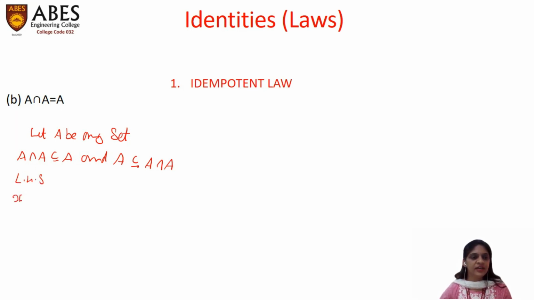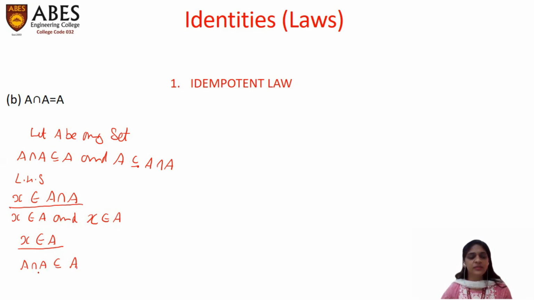For this, we take X to be any arbitrary element which belongs to A intersection A. We can write this as X belongs to A and X belongs to A. As these two things are redundant in nature, we can write this as X belongs to A. Here we are saying that X belongs to A intersection A, and here we are saying that X belongs to A, which means that A intersection A is a subset of A, because the common element X belongs to both. So this is equation number one.